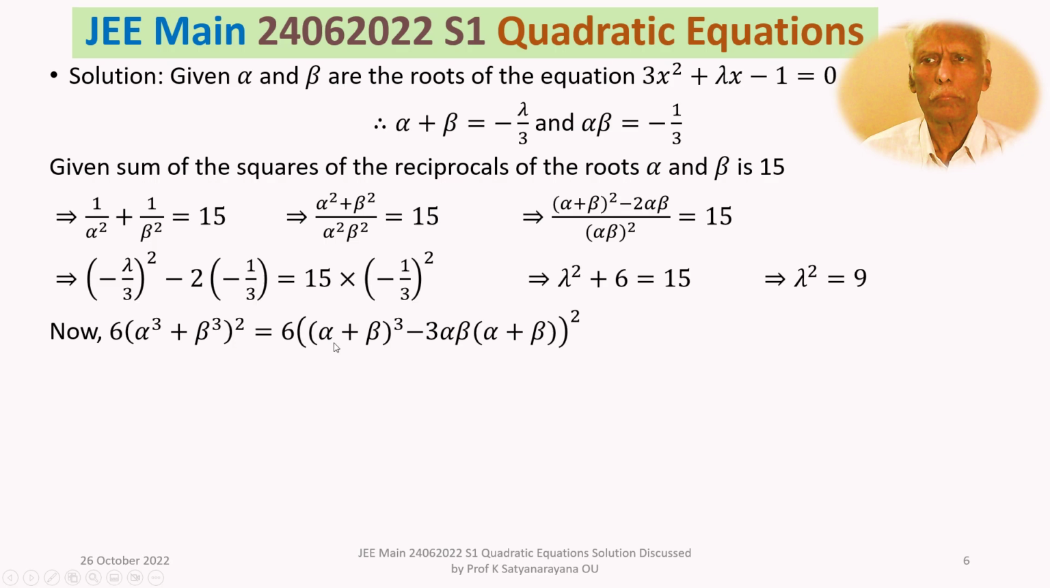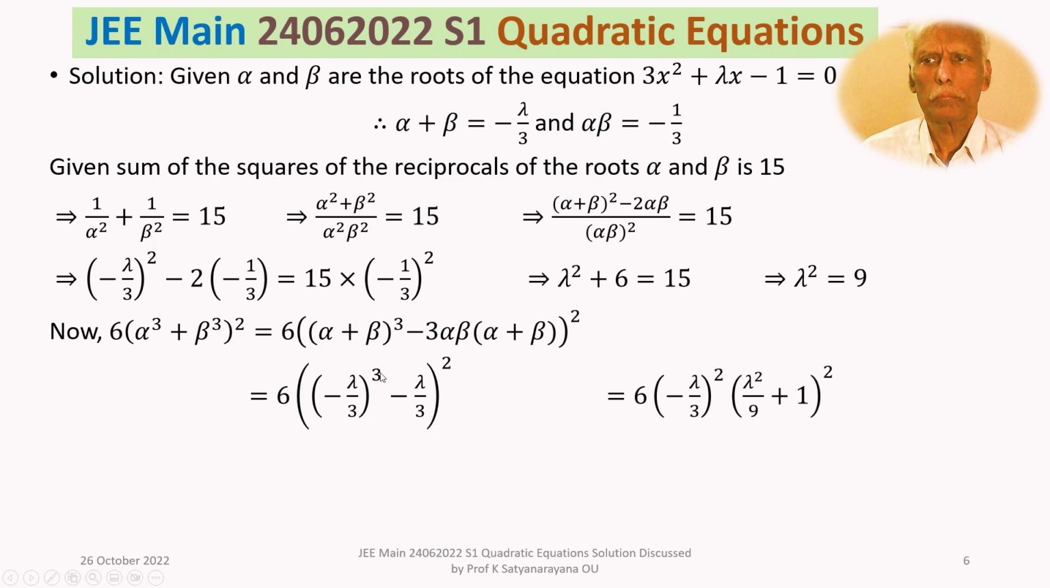Now, required to find 6 times alpha cube plus beta cube whole square, and that we will write as 6 times in brackets, for alpha cube plus beta cube, we have written alpha plus beta whole cube minus 3 times alpha beta into alpha plus beta, and there is a square. Now write down for alpha plus beta the value minus lambda by 3, for alpha beta minus 1 by 3, that is 6 times minus lambda by 3 whole cube, for this minus lambda by 3 we have written.